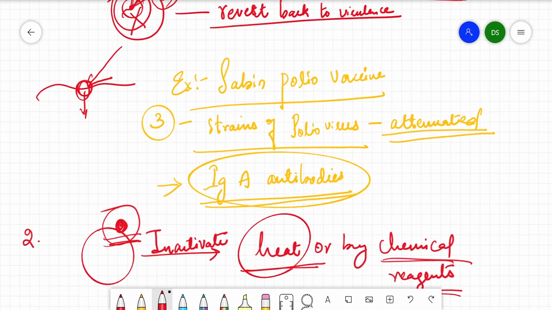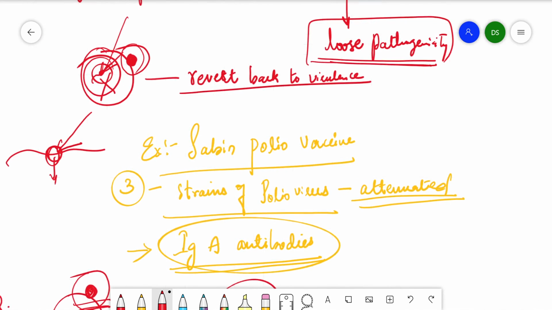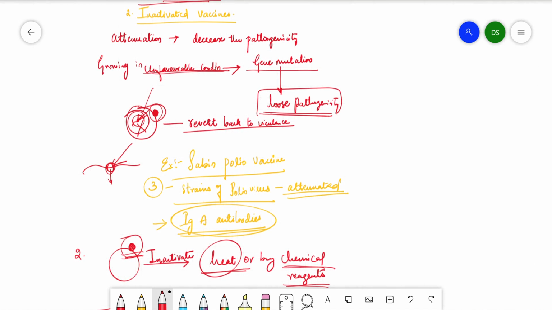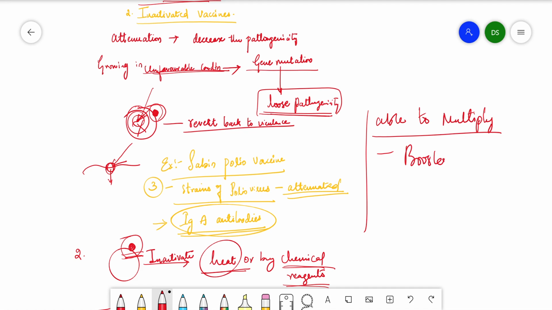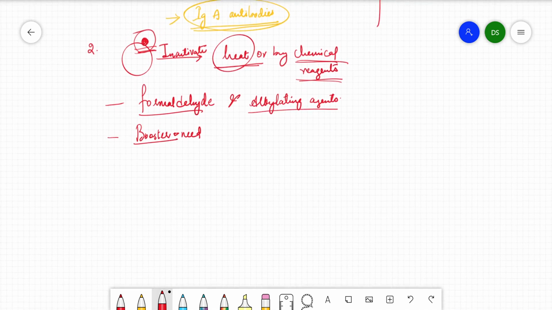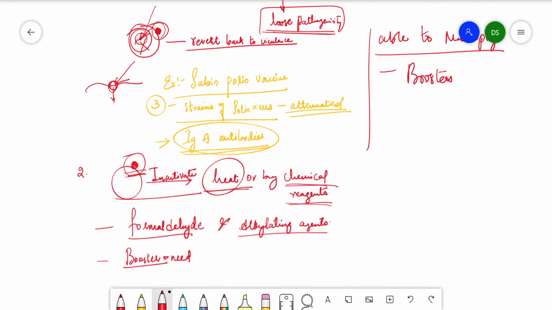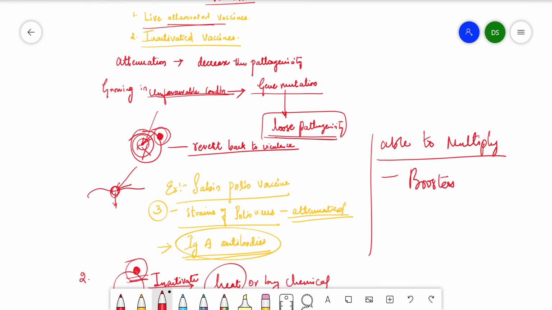Whereas in the case of live attenuated vaccines, they do not need any boosters. Why? Because these live attenuated vaccines are able to multiply. That's the reason they do not need any boosters. Whereas inactivated vaccines are unable to replicate and produce more offspring. That is the reason they require boosters. So this is all about live attenuated vaccines and inactivated vaccines.